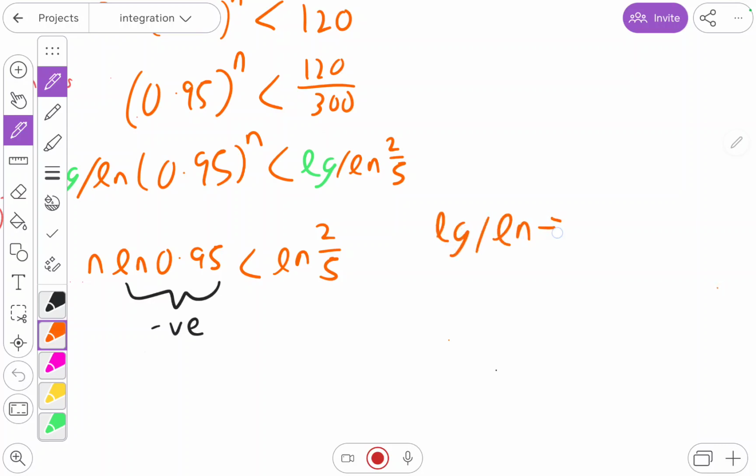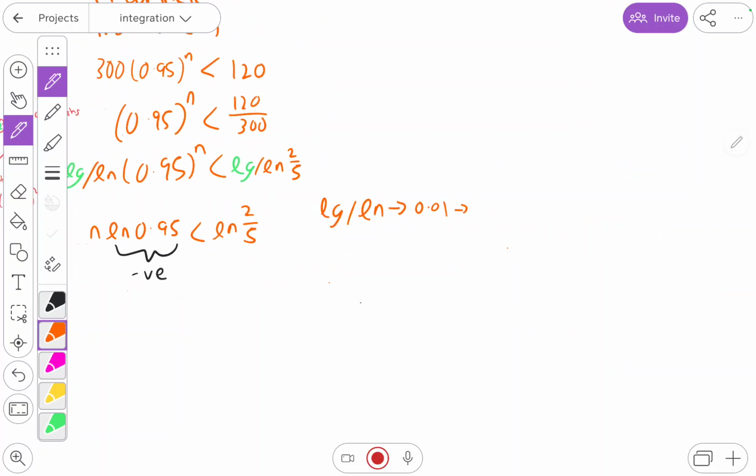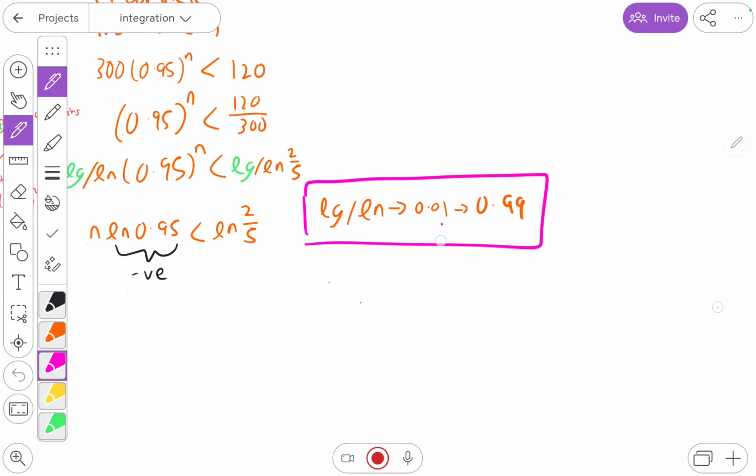Let me tell you guys, whenever you want to log or ln, always make sure that for numbers between 0.01 and 0.99, the log or ln is always negative. So you see, ln 0.95 is a negative number, correct?